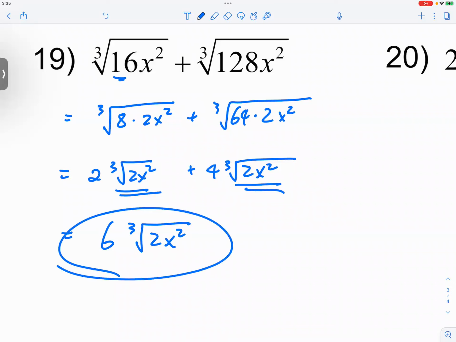Okay, so these numbers here are not going to be the perfect cubes that you may want to see, but they are related to the perfect cubes. So you could still see them. Okay, you can still get them.